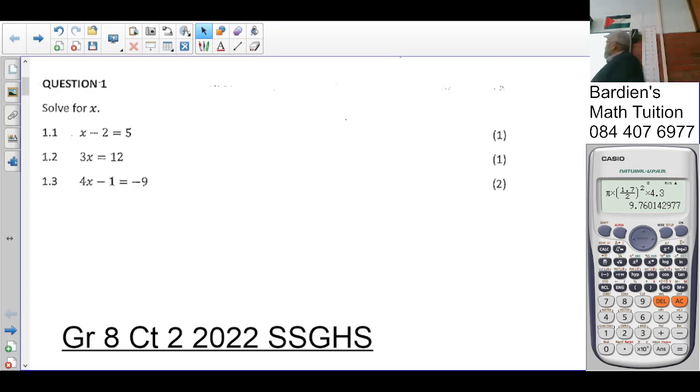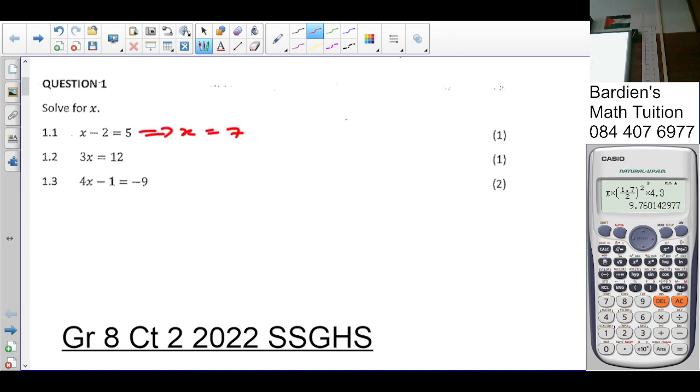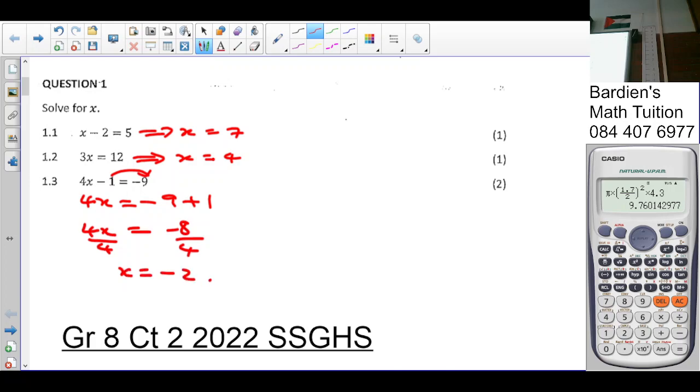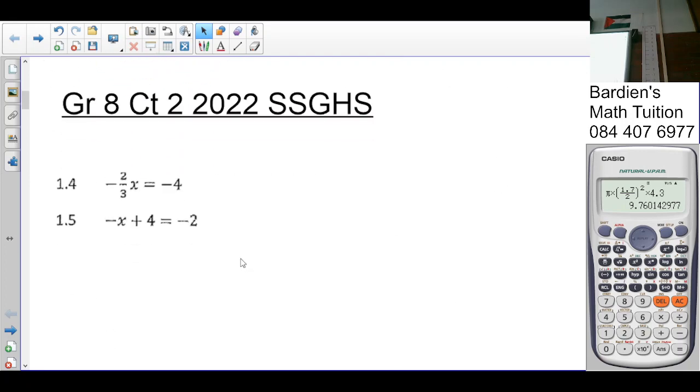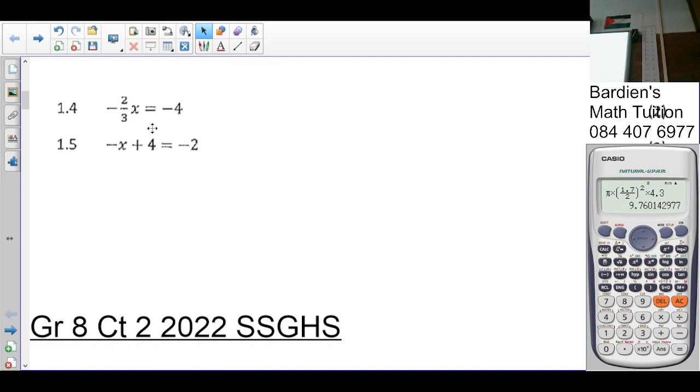The first question says solve for x. So here we can do it by inspection. This implies x is equal to 7, not so? The next one, 3 times what is 12? 3 times 4 is 12. Alright. In 1.3, of course, I'm going to take negative 1 over. I'm going to transpose. So 4x is equal to negative 9 plus 1, which is negative 8. Divide by 4 both sides, so x is then equal to negative 2. You all okay with that? Any confusion? No?